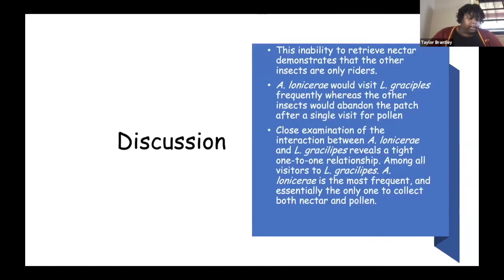So this indicates that these other bees are simply riders or freeloaders who abandon the patch after a single visit for pollen. Close examination of these interactions between A. lanisterei and L. gracilipes reveals a tight one-to-one relationship. Among all visitors, L. gracilipes is the most frequent and essentially the only one to collect both nectar and pollen.